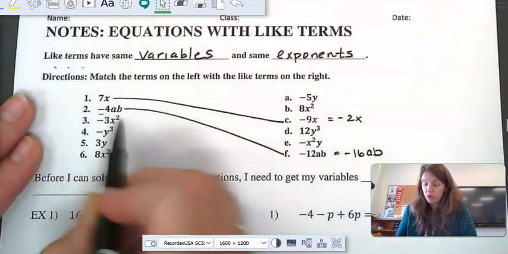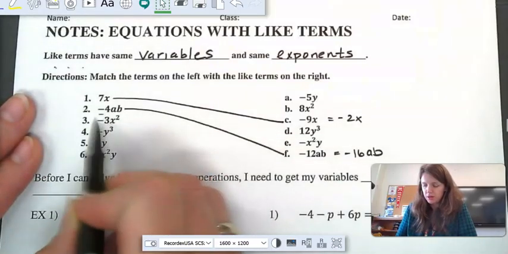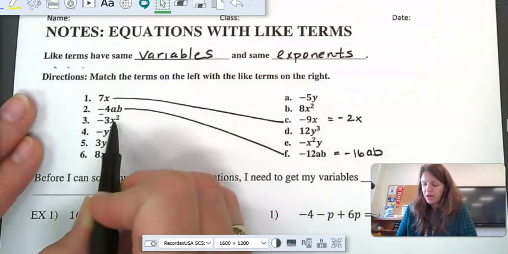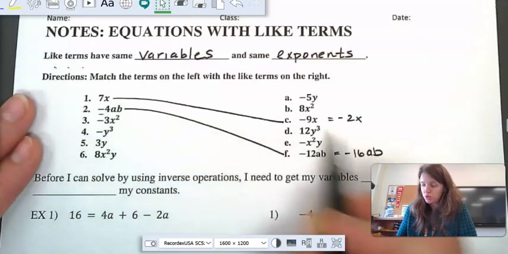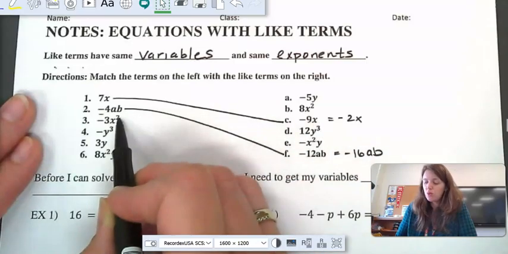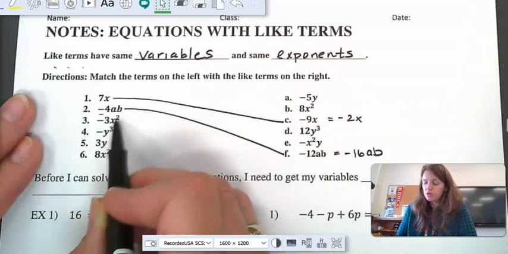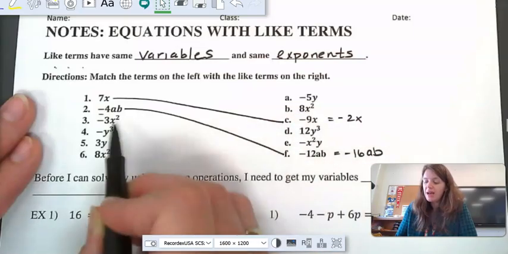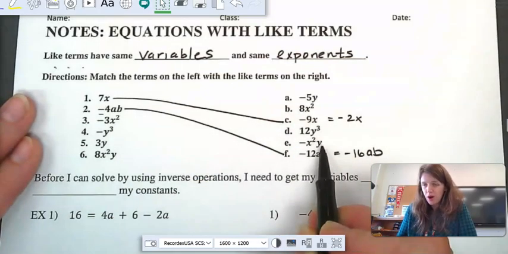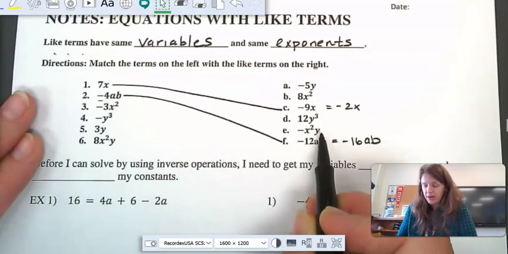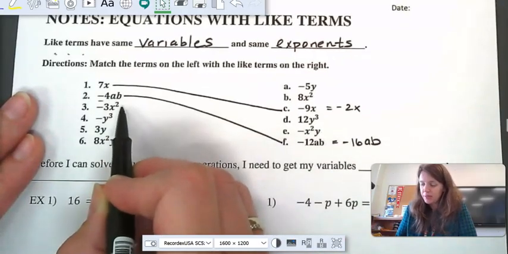All right, you're kind of seeing, hopefully, or remembering how this works. We practiced some of these a couple weeks ago. So negative 3x squared, again, it has an x. Some people might be tempted to say it goes with the x term, but it has to have the squared. Remember, it has to have like exponents too. So x squared, and it has to be exactly the same. This one has an x squared, but it also has a y, so that won't go together. I need it to have exactly the same combination.